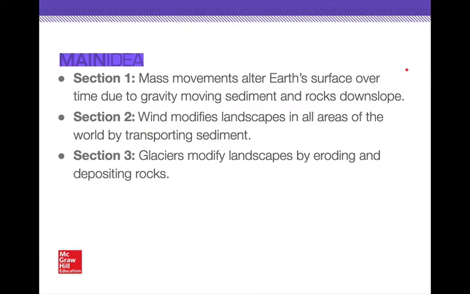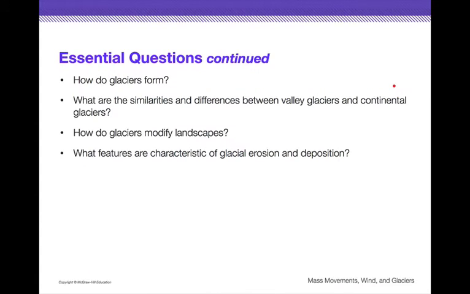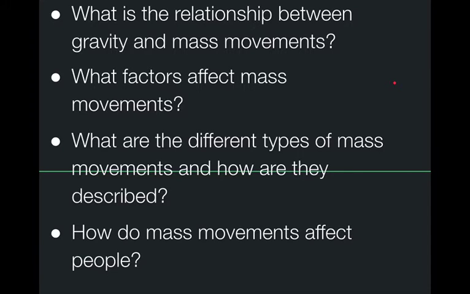We're talking about how mass movements alter Earth's surface over time due to gravity, gravity moving sediments and rocks downslope. We'll talk a little bit about how wind modifies the landscape in all areas of the world by transporting sediments, and then how glaciers modify landscapes by eroding and depositing rocks. Okay, so we're going to start out with this one.